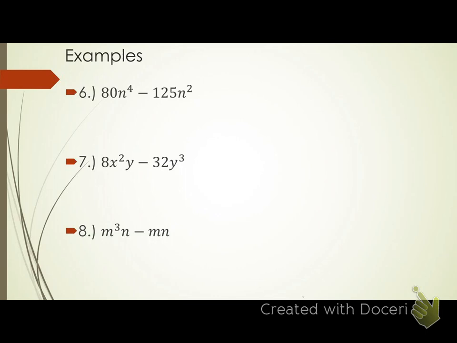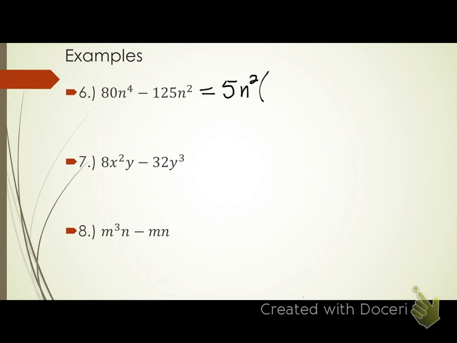Number 6, 80n to the 4th minus 125n squared. Do you think the rest of these are probably going to have a GCF? Yes. Probably, yeah. So, what's the biggest number that goes into 80 and 125? 5. How many n's do these 2 terms have in common? 2. So 5n squared is my GCF that I can factor out before I do anything else.